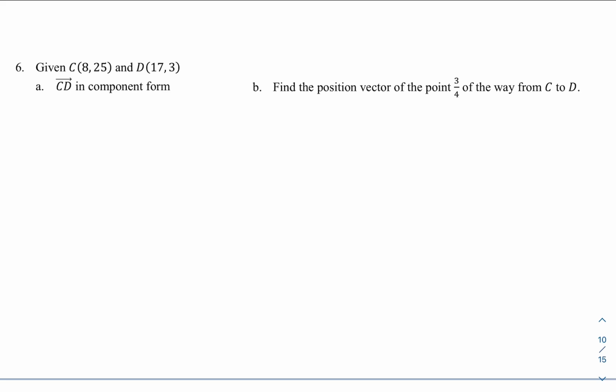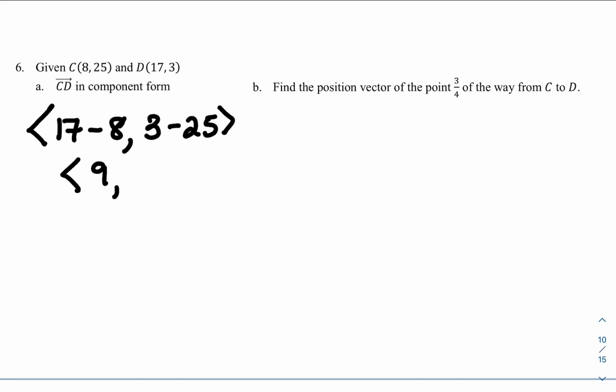So I'm going to take the terminating x value, which is 17, minus the initial x value for C. I do the same thing for y, so 3 minus 25. 17 minus 8 is 9. 3 minus 25 is negative 22. So that's the vector CD. That's what it looks like in component form because it has an x and y.